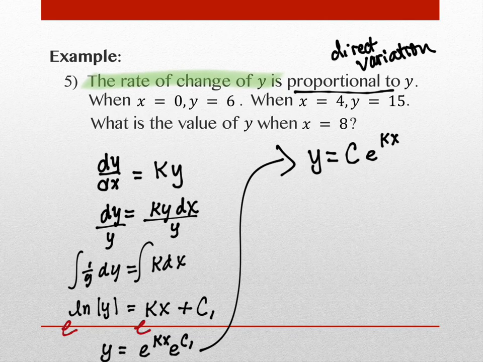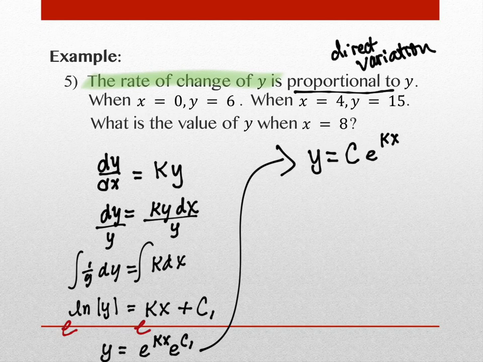All right, so we're at the point where we actually have 2 variables, C and K, and we're trying to find both of those variables to find our particular solution. But we're given a lot of information. We're told when x is equal to 0, y is 6, and when x is equal to 4, y is 15. The question at the end: what is the value of y when x is equal to 8? We need to answer that, but we can't answer that until we have the equation to answer it from.